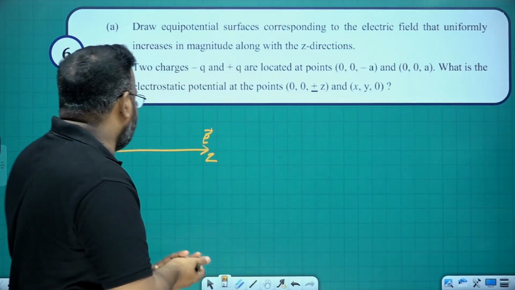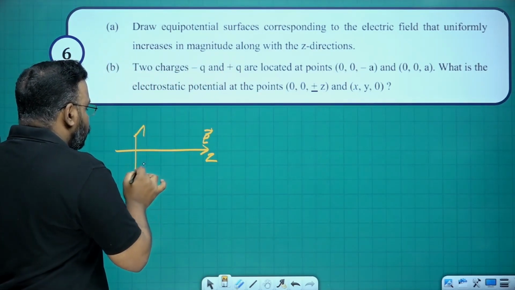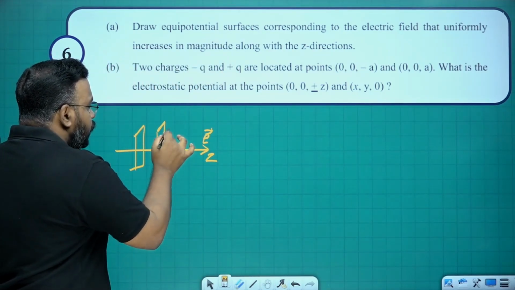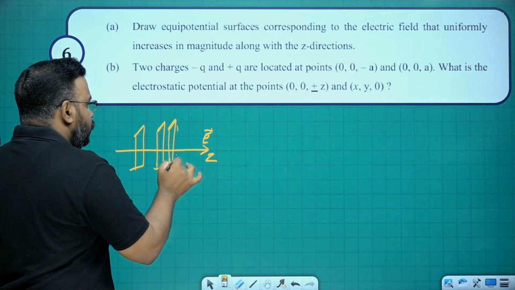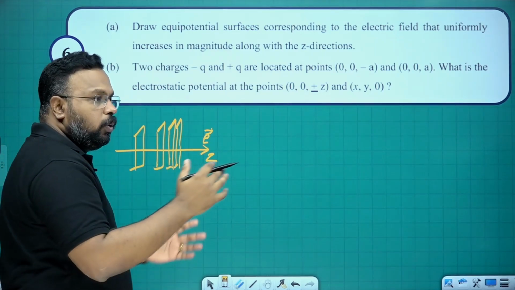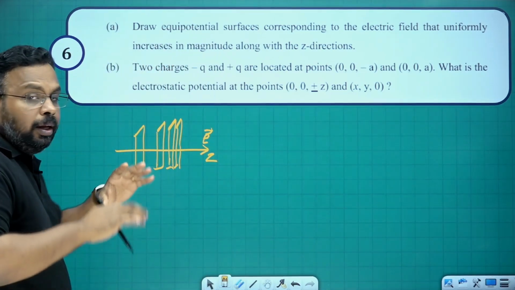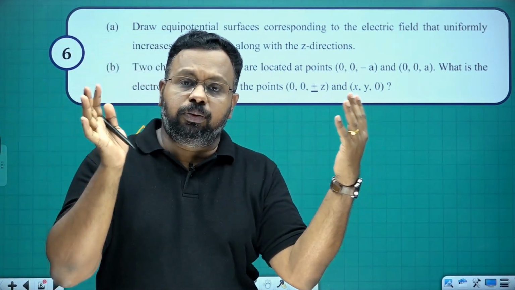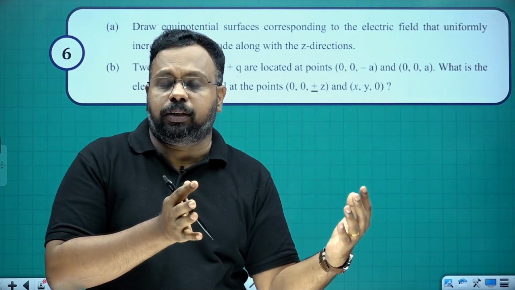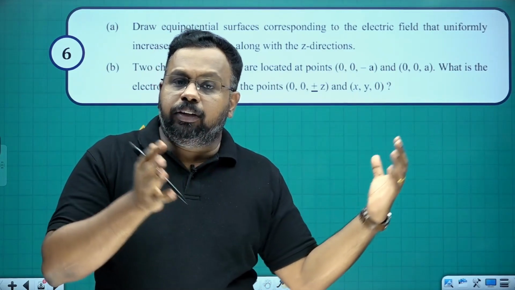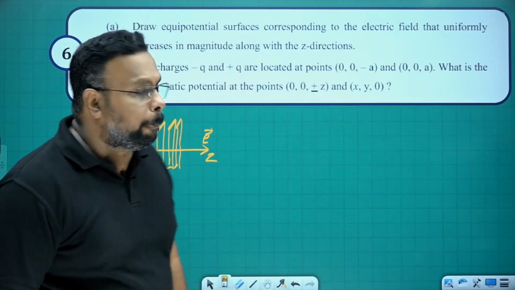If magnitude increases, we have an important point: the closer the equipotential surfaces, the stronger the electric field. So if you are drawing equipotential surfaces, you need to make them closer and closer. Equipotential surfaces become closer and closer as the field strength increases. That's the idea for the first one. If the magnitude of electric field increases, you need to draw the equipotential surfaces closer. If magnitude decreases, you need to draw them farther away.